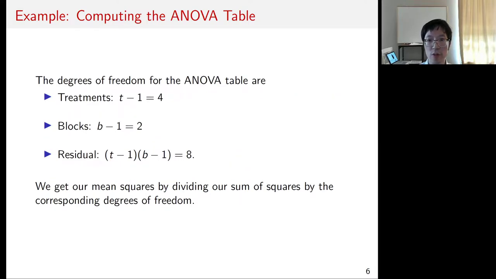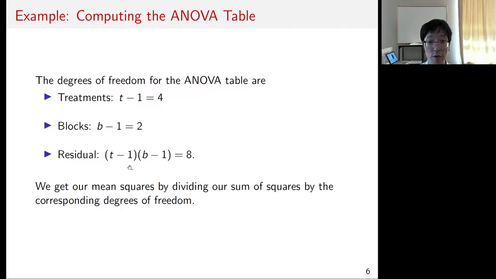Okay, so to complete the ANOVA table, we just need to count the degrees of freedom. Okay, so according to the ANOVA table we wrote down, we have the number of treatments is five, and so the degrees of freedom for treatment is five minus one, so four. And then the blocks, same idea, B minus one, so that's two. And then the residual, as we derived last time, the degrees of freedom is T-1 times B-1, so 4 times 2, so that's 8.